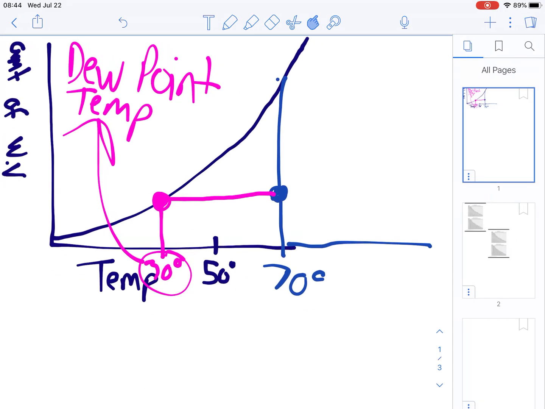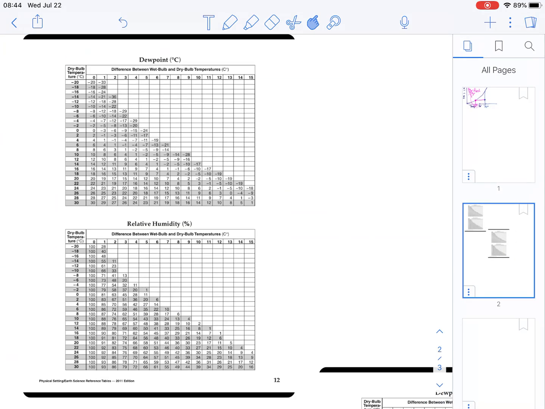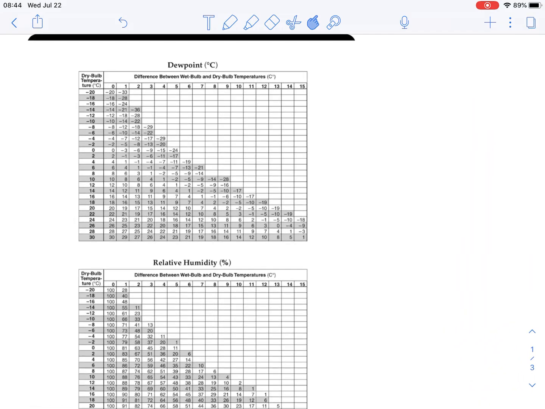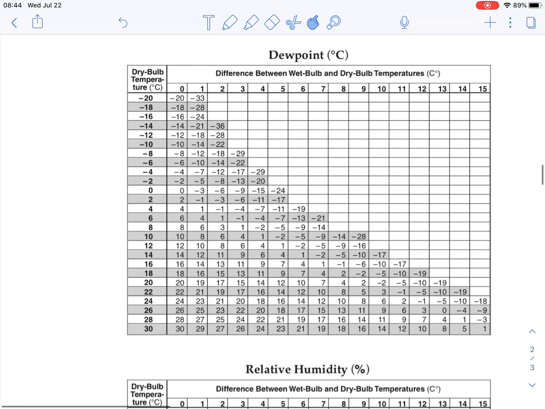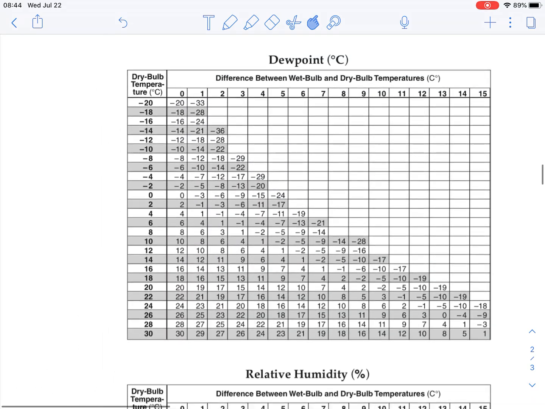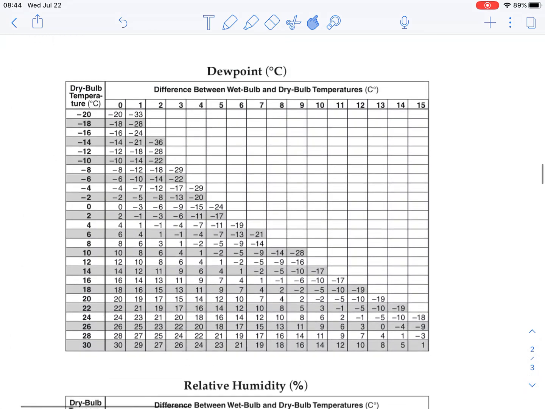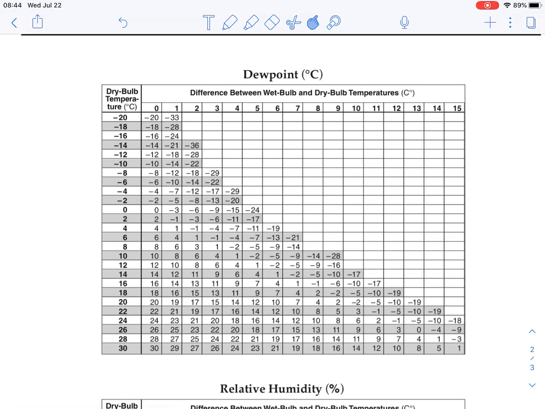Okay, so the other thing that I wanted to go over with you today was these pages on the reference table. Now these are two different tables. They're on page 12 of your reference table, and the Regents will often ask you questions about these, but basically it's real simple. You're going to be given a dry bulb temperature, which is your air temperature, and you're going to be given either a wet bulb temperature or a difference between your dry bulb and a wet bulb. Notice this is the difference, these numbers up here. And you just match them.